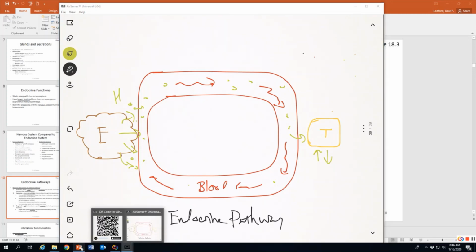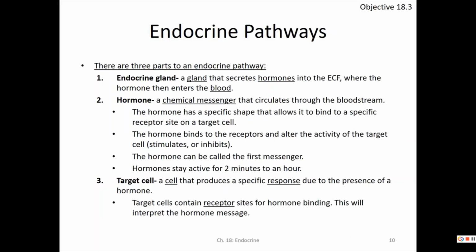In an endocrine pathway, we start with an endocrine gland that secretes the hormone into the ECF, extracellular fluids, extracellular space. It then goes into the blood. Then that chemical messenger, a hormone, enters the bloodstream and circulates. Now, here's what's really cool about that hormone. That hormone has a shape to it. Remember back in A&P1, something I know I taught and really emphasized in the first chapter was form fits function.